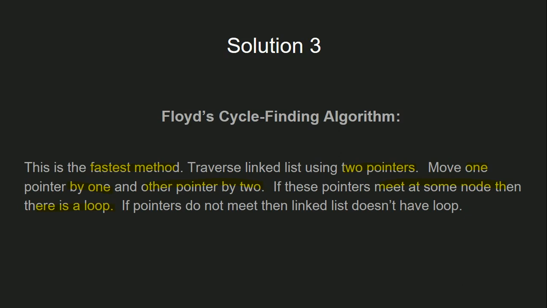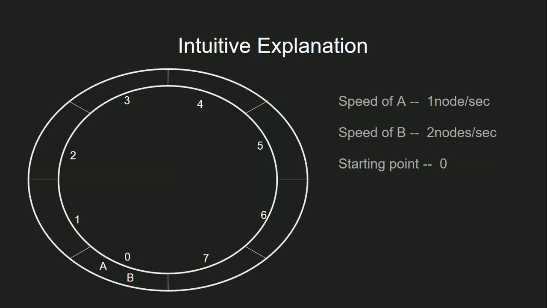Now let's understand this intuitively. Suppose there is a circular track with two racers A and B participating. The starting point is 0 and we are considering the speed of racer A as 1 node per second and B as 2 nodes per second. So after 1 second, the position of A will be at 1 and B at 2. After 2 seconds, A will be at 2 and B will be at 4.